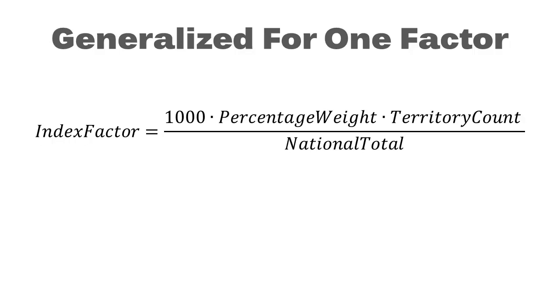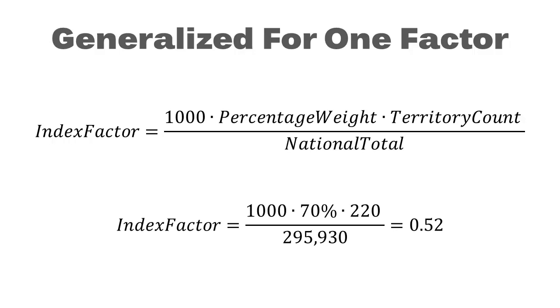We can of course generalize this into a formula for the factor, and the index factor or the multiplication factor is 1,000, the average that we want to make, times the percentage weight times the territory count, all divided by the national total. And in our particular example, the index factor was 1,000 times 70% times territory count 220 divided by 295,930, and that came out to 0.52. So 100 calls would be the equivalent of 0.52 times 100, 52 index units.